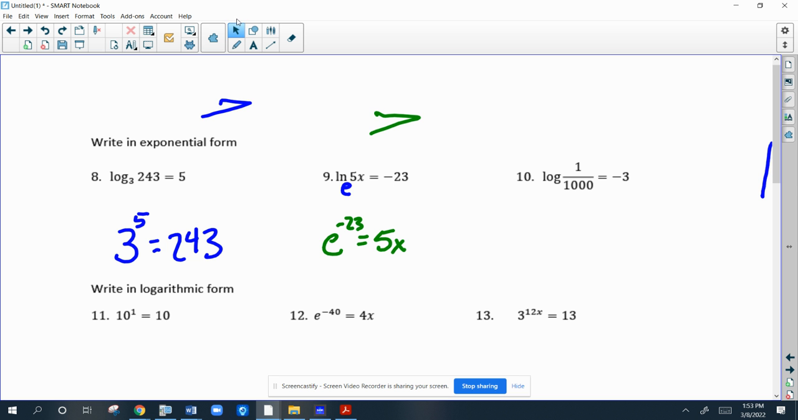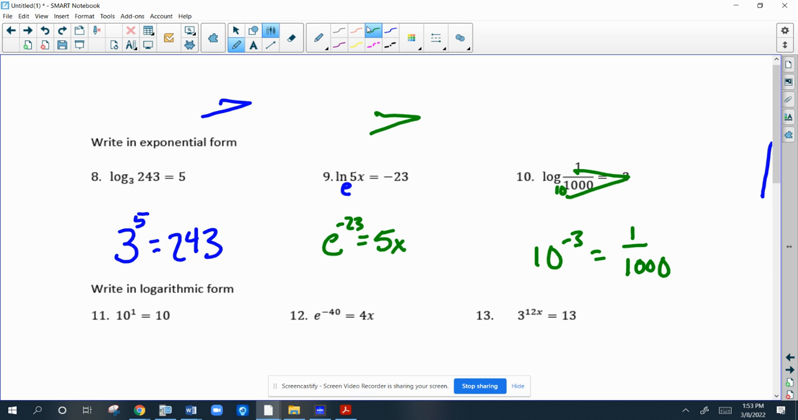Now, see this log here? You don't see a base like you saw over here. So if you don't see a base on a log, it's base 10. So you can write that 10 in and just do the same thing. 10 to the -3 equals this, which is 1 over 1,000. So those are all in exponential form.